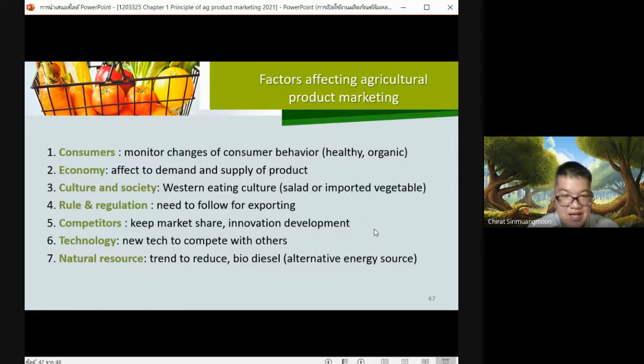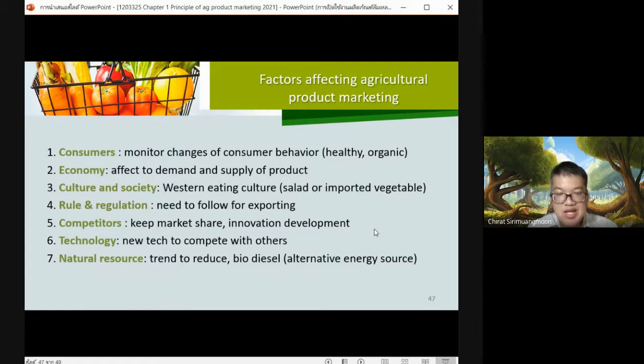You need to set and reach the criteria. Like you need to have GMP, HACCP that I'm gonna talk to you about in the next chapters. We need to think about the competition as well. So we have high competitions. We need to have the market share that links to your profit. And then if you have high competition, you need to think about having a new innovation or new products to serve the market. New technologies, because new technology will help you to fight with the other competitors.